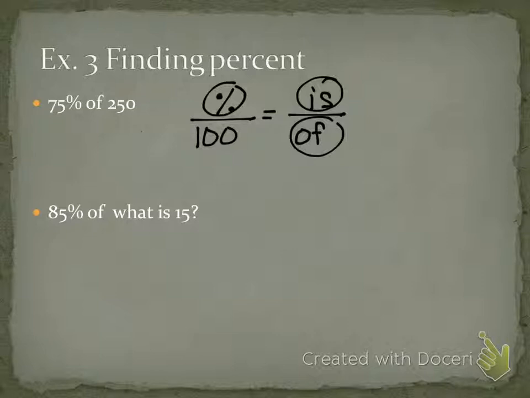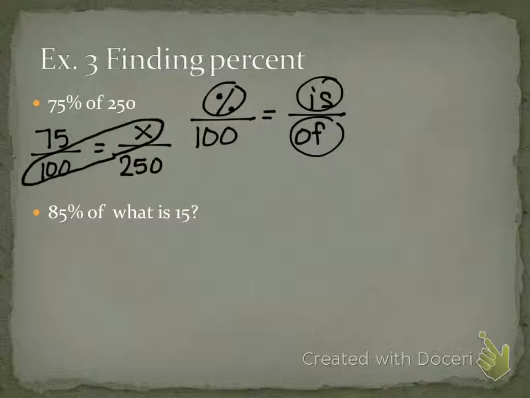So let's look at this first problem here. 75%. Okay, what do I know the percent is always over? 100. So I can write 75 over 100 equals is over of. What did they give me? They gave me of. So I write 250 in the of spot. Do I know what is? Nope. So I just write x. All you've got to do now is cross multiply.